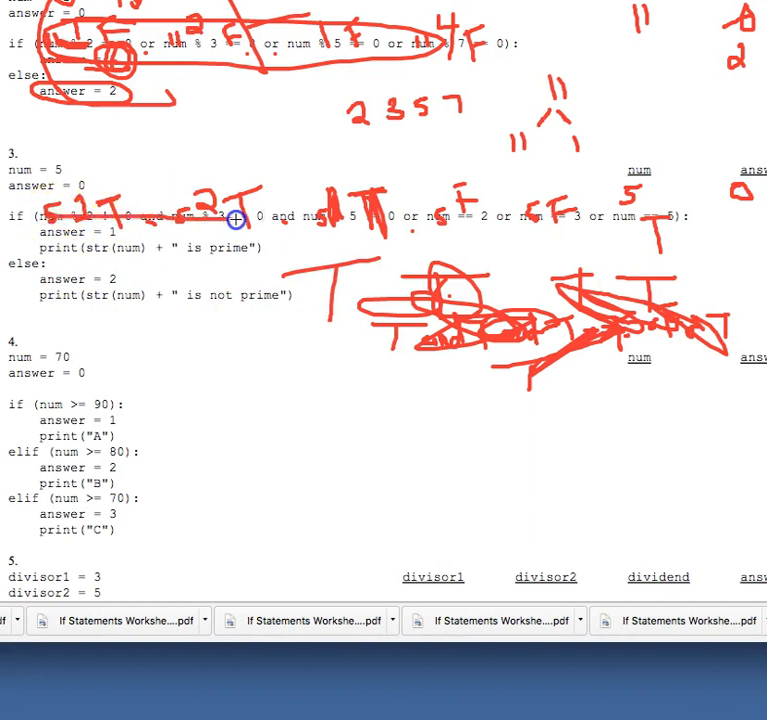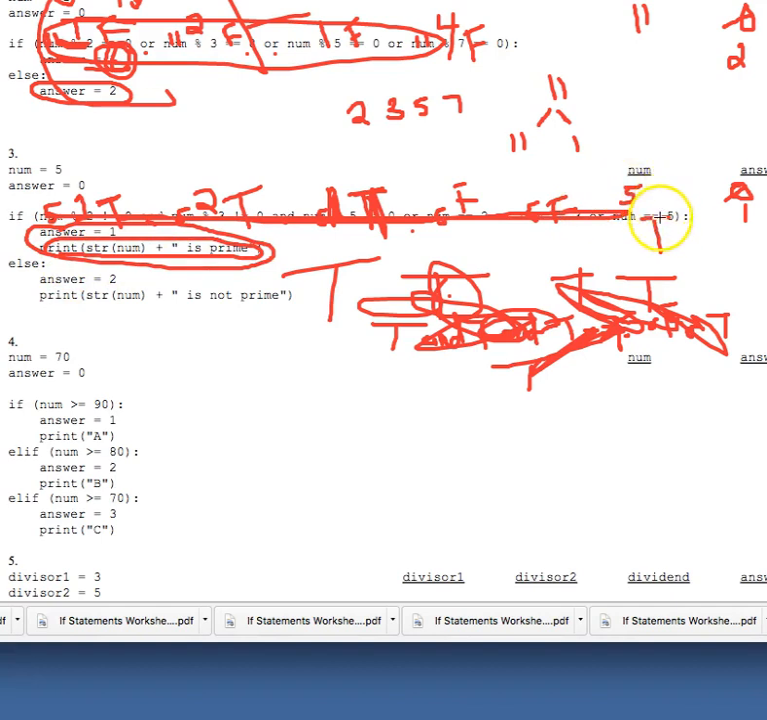So that means all of this is true, and therefore these two should be circled. And therefore answer equals 1. The 1 plugs in there for 0. And this is what prints out on the screen.